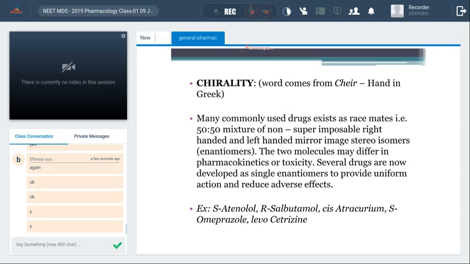For salbutamol, we've started using R-salbutamol. Or for cetirizine, you all know that levocetirizine is a newer version which helps in reducing the sedation that is seen with cetirizine. Okay, so it's a levo compound. So that's all chirality, which means handedness. Most commonly used drugs are available in both forms, but we can also use a single molecule in order to reduce the adverse effect profile.